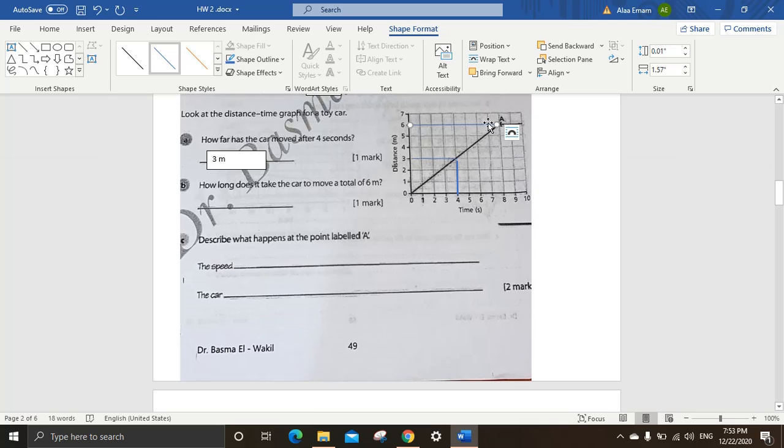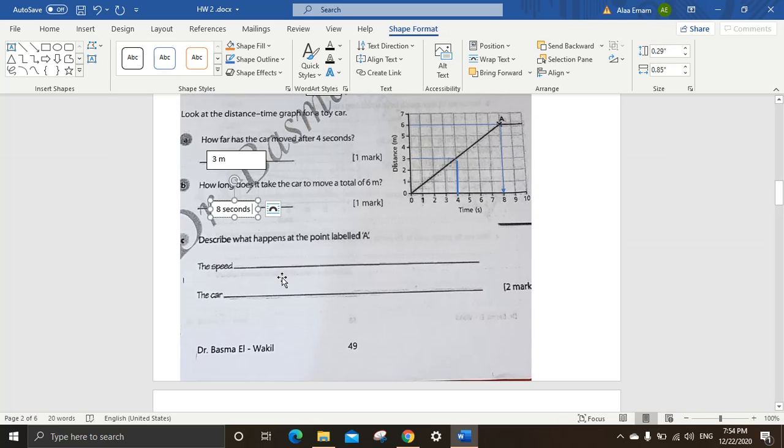Okay. Now the line is going to intersect at exactly point A. Draw another line from A to intersect the x-axis at the time, so you get 8 seconds.